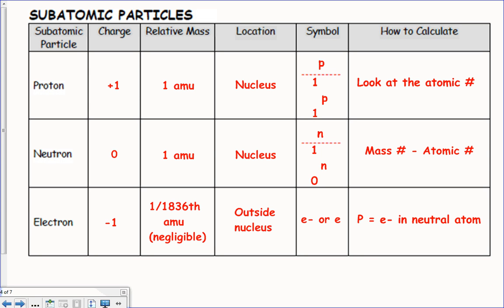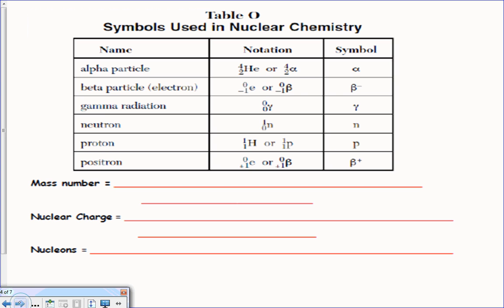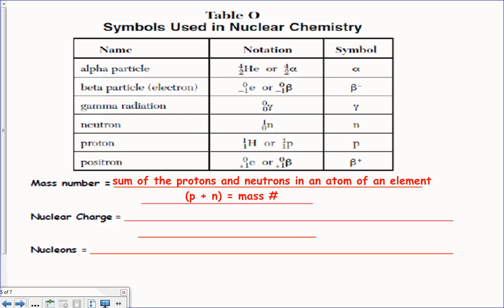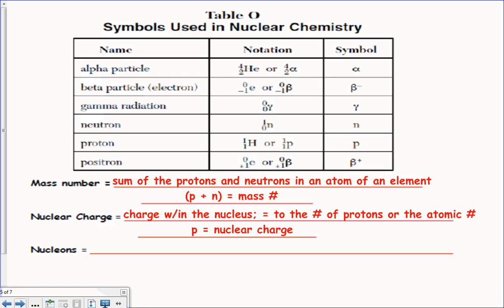How to calculate electrons? Well, the protons equal the electrons in a neutral atom. Know it. Moving on. Some other symbols used in nuclear chemistry. Well, this is nuclear chemistry, but these symbols are very important throughout the entire course. Mass number is the sum of the protons and neutrons, so P plus N equals mass number. The nuclear charge is the charge inside the nucleus, so it's always positive, and it's the number of protons.